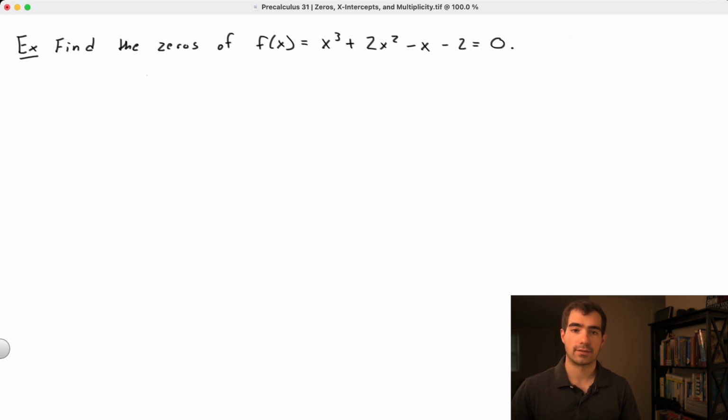So when we say find the zeros of f of x equal to x cubed plus 2x squared minus x minus 2, what we're really asking for is when does f of x equal 0? What values of x can we plug into this equation to get 0 as our output? And so to answer those types of questions, we want to solve this equation. We'll solve for when x cubed plus 2x squared minus x minus 2 is equal to 0.